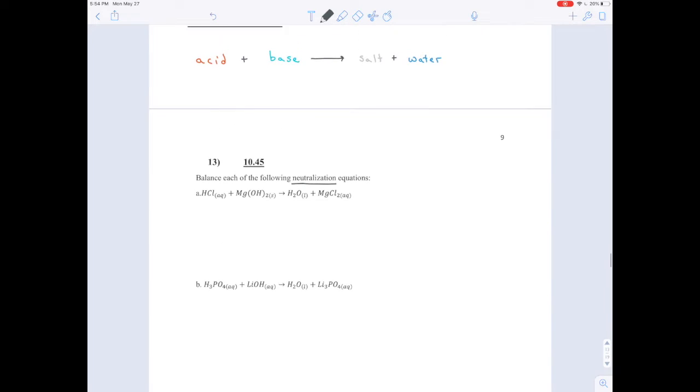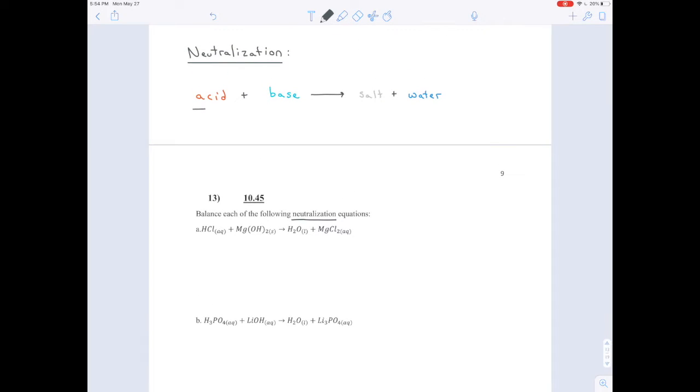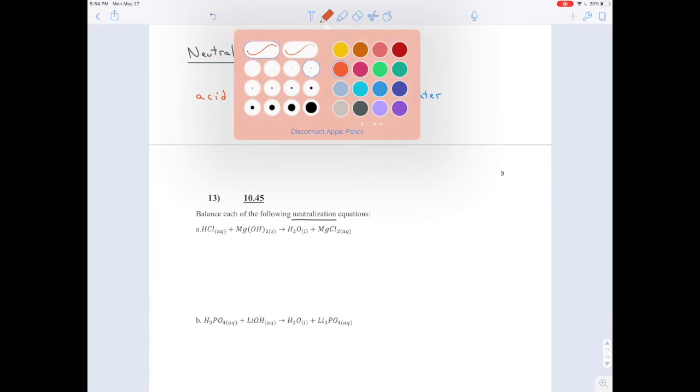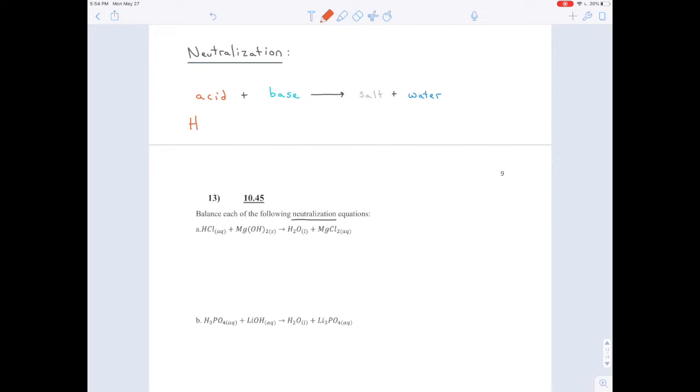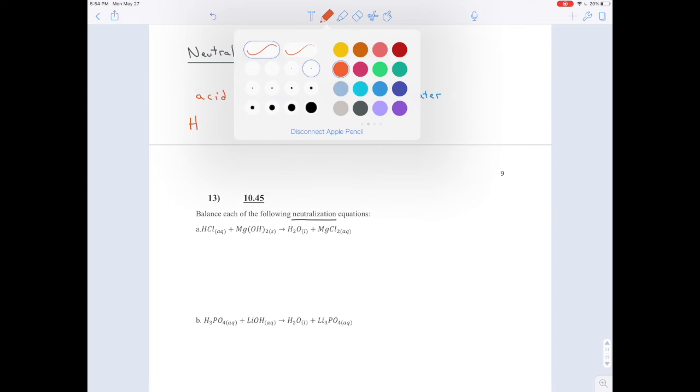A neutralization reaction is a reaction where an acid combines with a base, and when that happens, they produce a salt and water. They also usually produce heat. Now, you'll be able to recognize an acid because it'll have an H out in front. We've seen that acids are things that can donate H pluses. So you'll recognize those by an H.